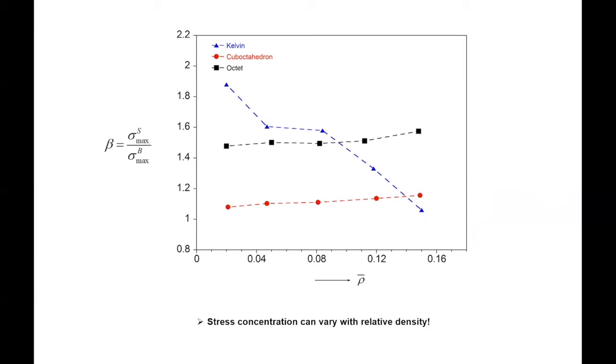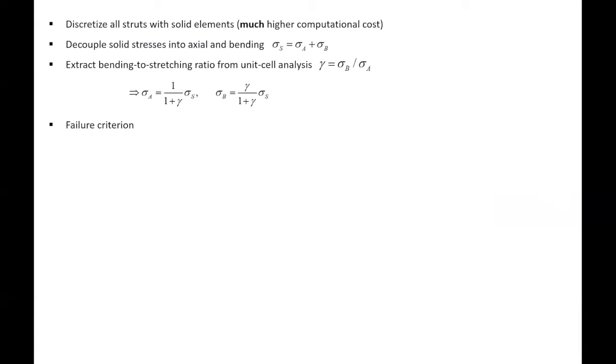But we thought, okay, now we can use the solid model that has these stress concentrations, and things should work. They will not, at least not immediately. Let's see. So now we discretize all structures with solid elements. The computational cost goes way up. Here's the problem.